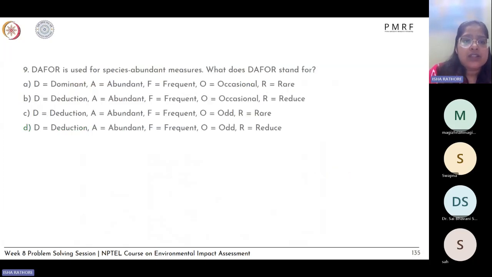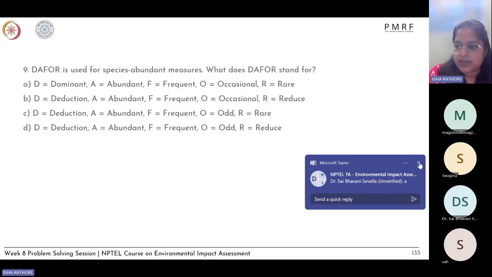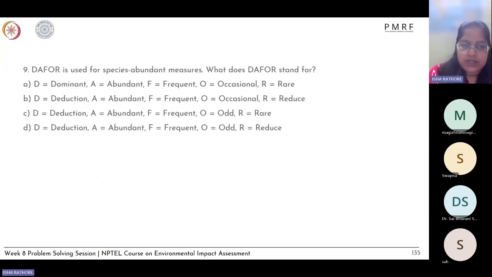DAFOR is used for species abundance measures. So what does DAFOR stand for? The correct answer is A, that is D stands for dominant, A is abundant, F is frequent, O is occasional, and R is rare. So these are the indicators which we give to the different species for an initial assessment based on how abundant they are on site. So A is the correct answer. Moving on to the next question.